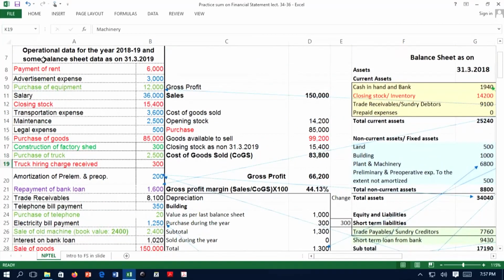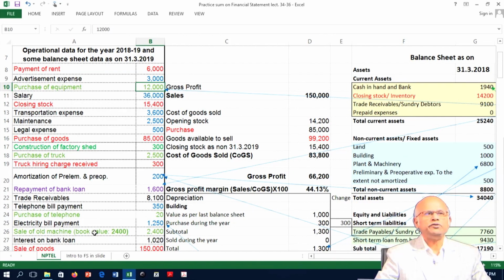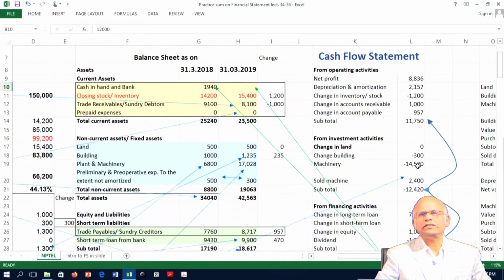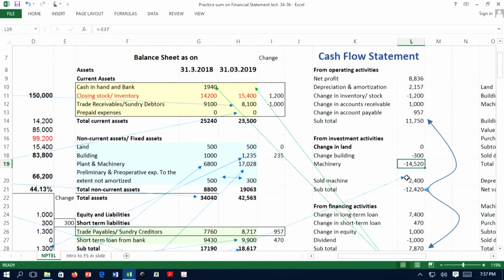Purchase of equipment is another machinery, that is 12,000 rupees. Then construction of factory shed has been already considered in building, so it does not come. Purchase of truck is 2,500. So 12,000 plus 2,500 is 14,500. Then purchase of telephone is 20 rupees, so another 20, 14,520. So we have to see that way whether we have bought any other, we have to write all the purchase of the asset here. So 14,520 is the value of the machinery that we bought during the year. Money has gone out, whether we bought it on credit or cash, do not worry about it. You have to consider that money has gone out.